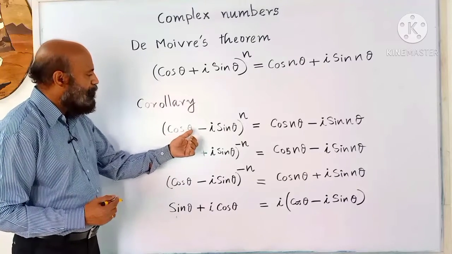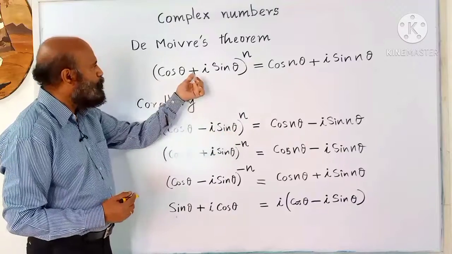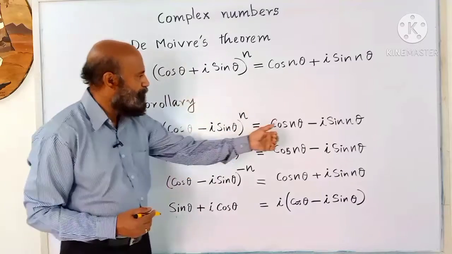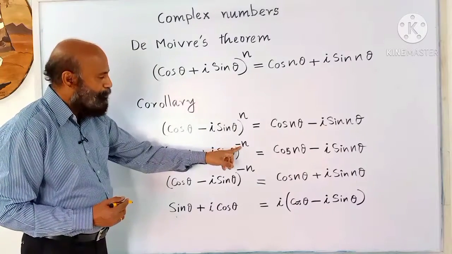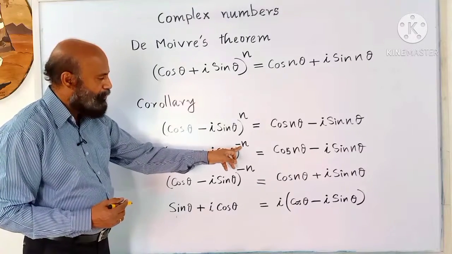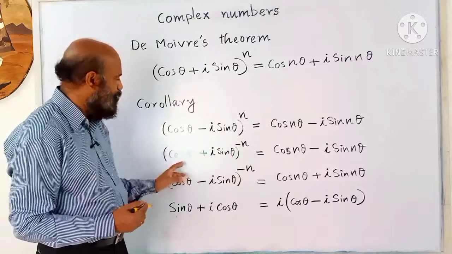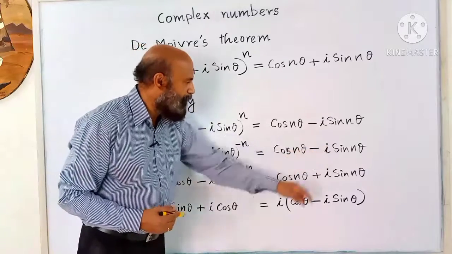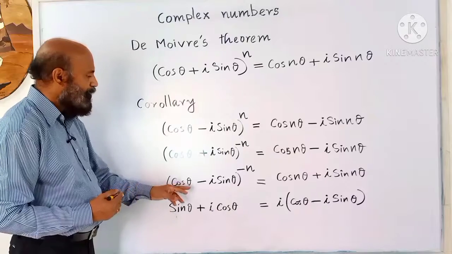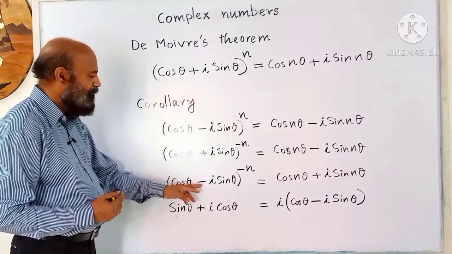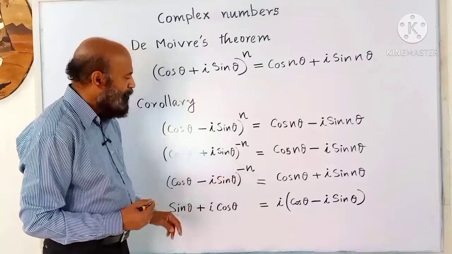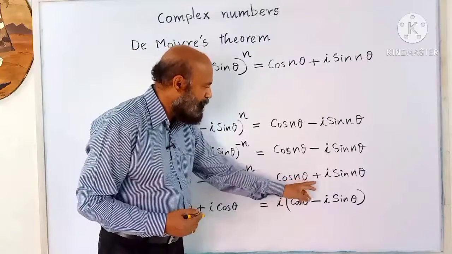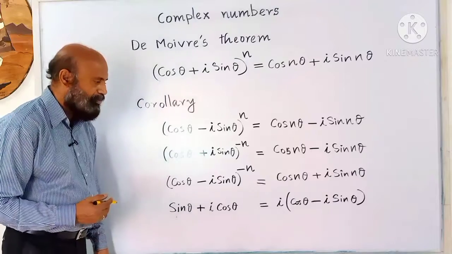Cos theta minus i sin theta. Instead of plus, if it is minus, then if the power is negative, it is cos n theta minus i sin n theta. Here, inside minus, with the power also negative, now here it will be plus: cos n theta plus i sin n theta.